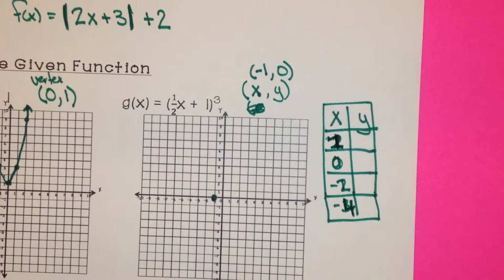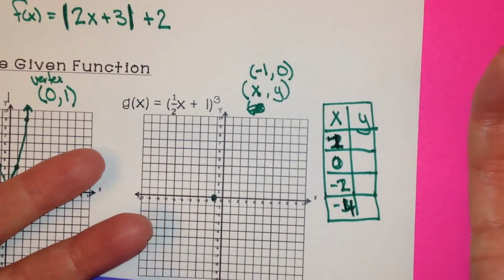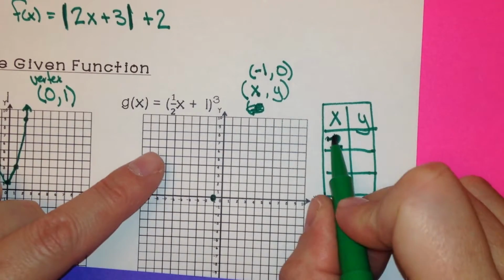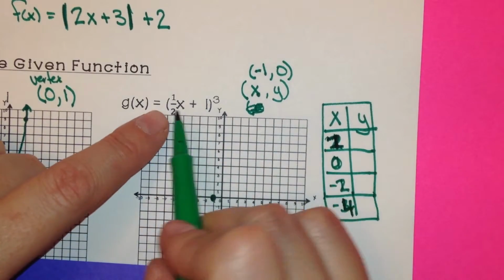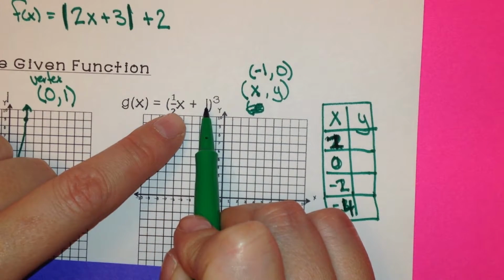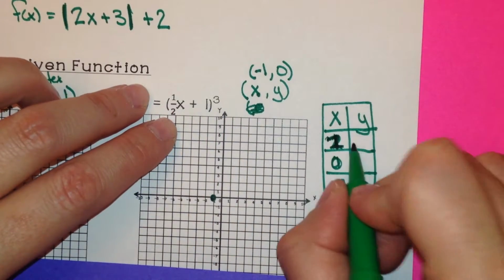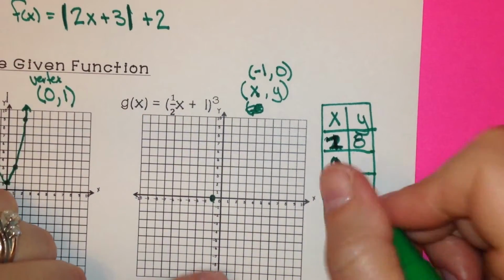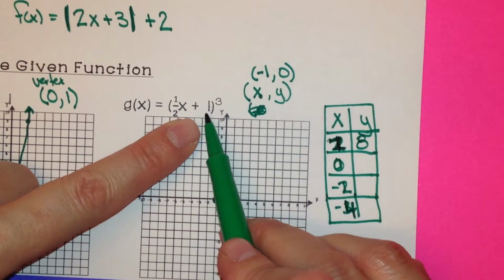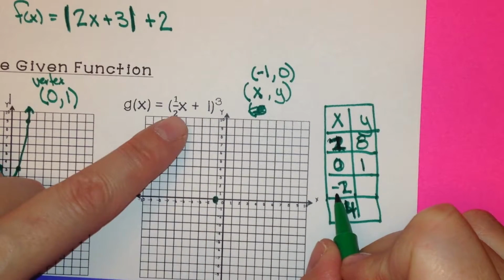That's always good to check. So if you have like 1/3, I would pick like 3, 6, and 9. So always look at that. So I'm going to plug in +2. 1/2 times 2 is 1. 1 plus 1 is 2. 2 cubed, 2 times 2 times 2, is 8. Plug in 0. 1/2 times 0 is 0. 0 plus 1 is 1. 1 cubed is 1.